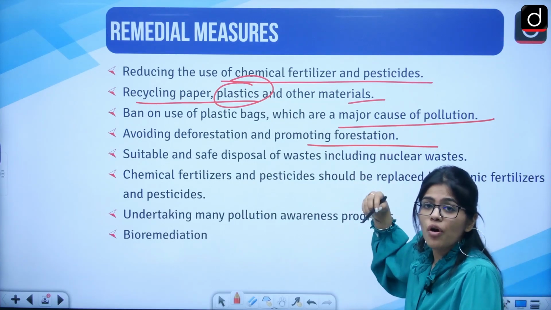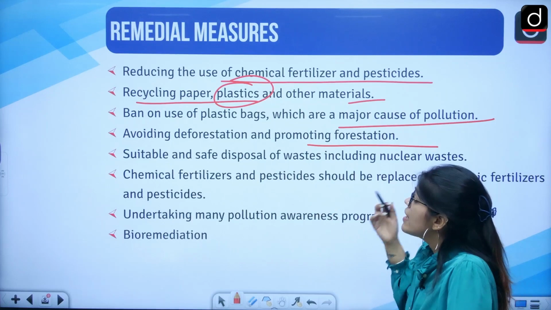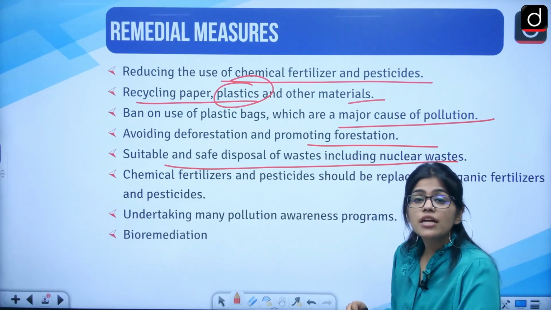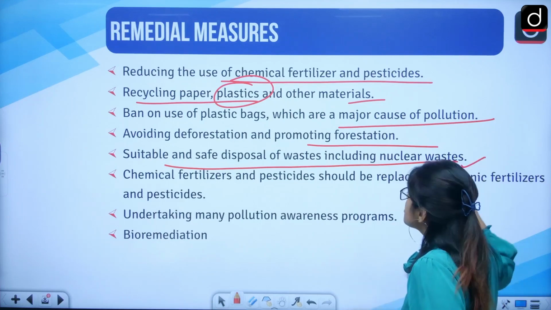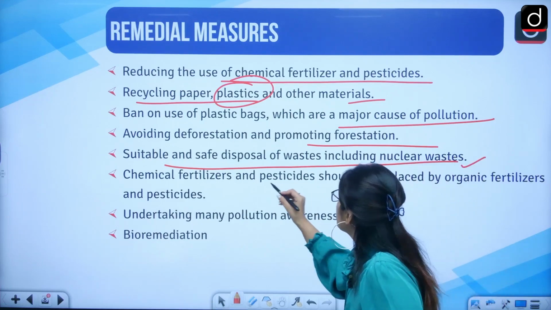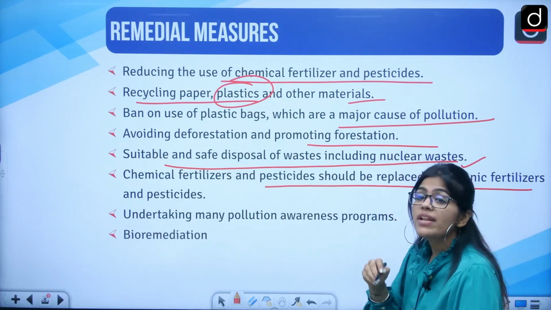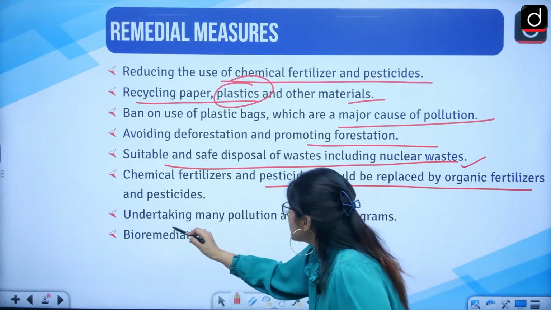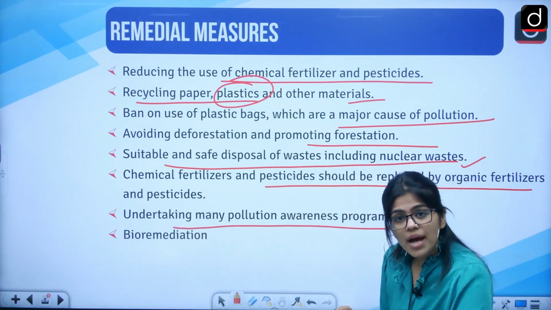Grow more and more plants or trees rather than cutting them. Suitable and safe disposal of waste, including nuclear waste, is very important. Then chemical fertilizers and pesticides should be replaced by organic fertilizers and pesticides. Then undertaking many pollution awareness programs can be there.